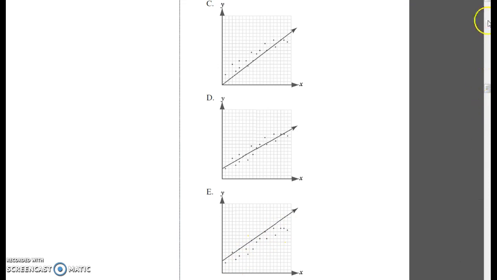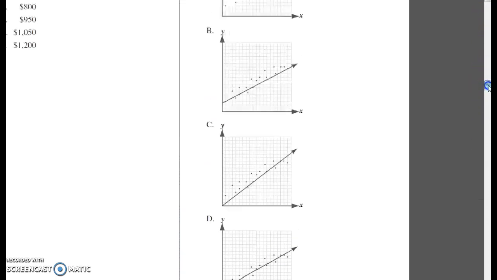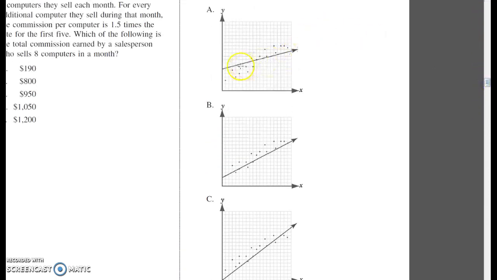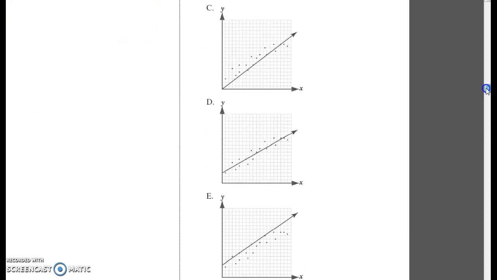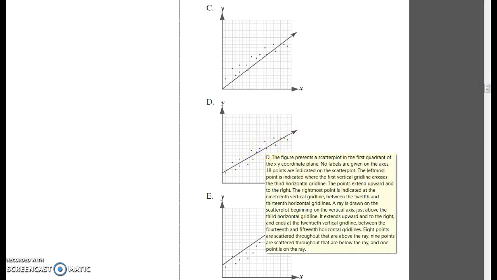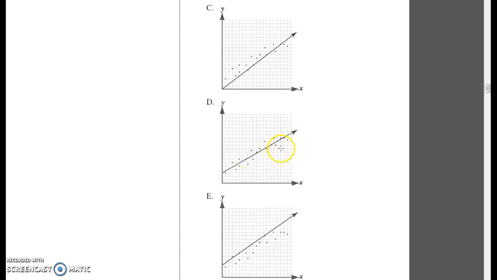So we're going to have to make a choice then between A, which looks like this, and D, which looks like this. So if you look through these, actually what they tell us is that 8 points are scattered throughout that are above the ray, and 9 points are scattered throughout that are below the ray, and 1 point is actually on the ray.